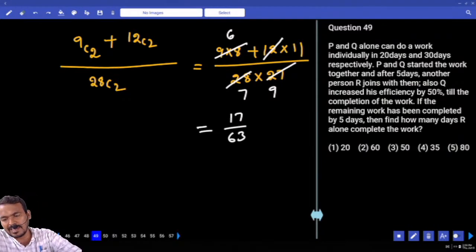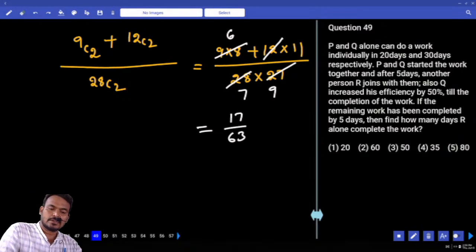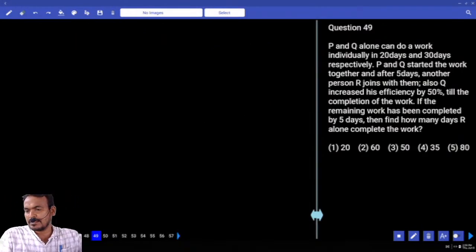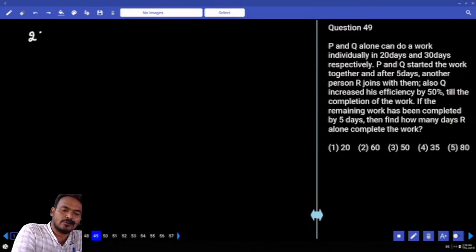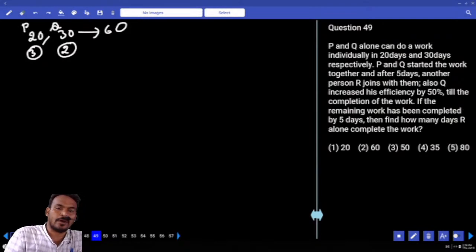How many days can R alone complete the work? First, what is the LCM of 20 and 30? It is 60, which means the total work is 60 parts. 20 goes 3 times and 30 goes 2 times, so P's efficiency is 3 parts and Q's efficiency is 2 parts.